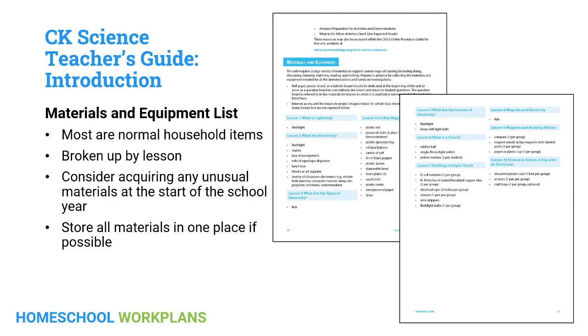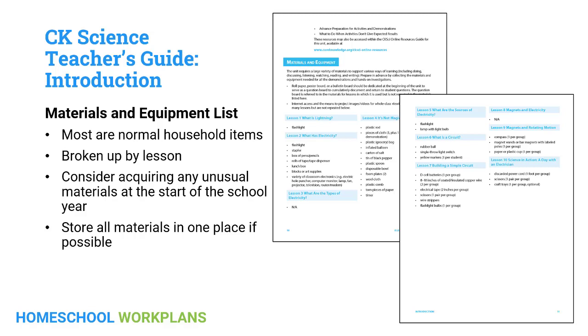Now, I realize this looks like a long list of things, but before you panic, let me quickly point out a few things here. First, the items on this list are almost all normal household items. Now, if you've done any research on different science curriculums homeschoolers can use, one of the things you're going to come across is that a lot of the curriculums have difficult material lists, lists where you're going to have to find a lot of really rare or strange materials. That's not how the Core Knowledge Science curriculum works.